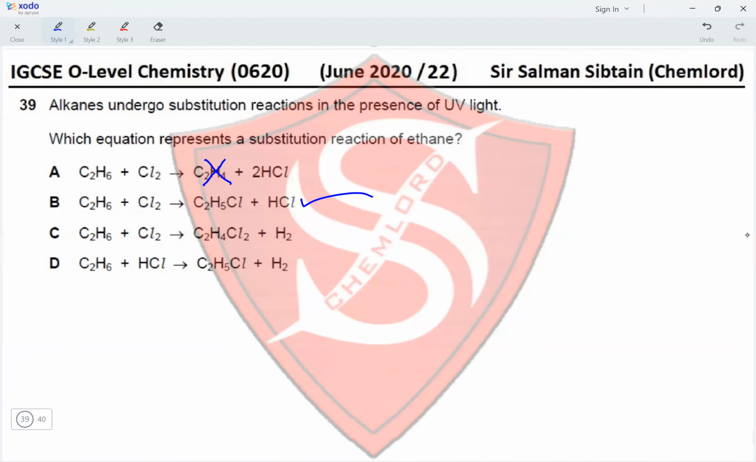The third one, C2H6 plus Cl2 gives C2H4Cl2 plus H2. You do not have hydrogen gas forming as a product of a substitution reaction of alkanes in the presence of UV light. You have HCl. And the last one, 2 C2H6 plus HCl. No, we have a reaction with halogen, not HCl, and hydrogen is not produced. So this makes option B the correct option for this question.